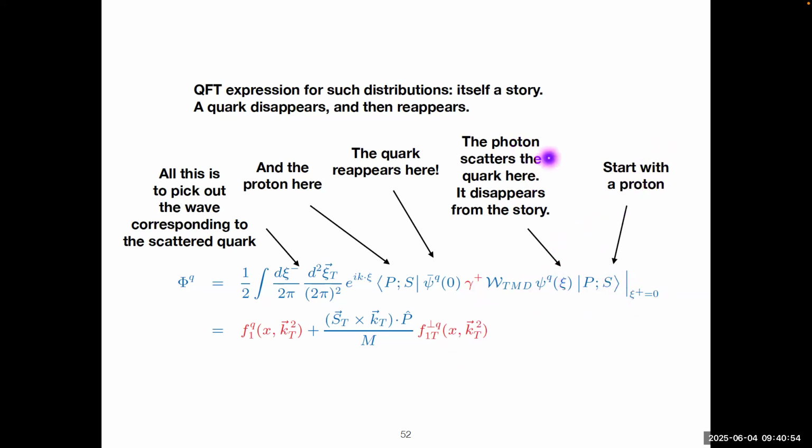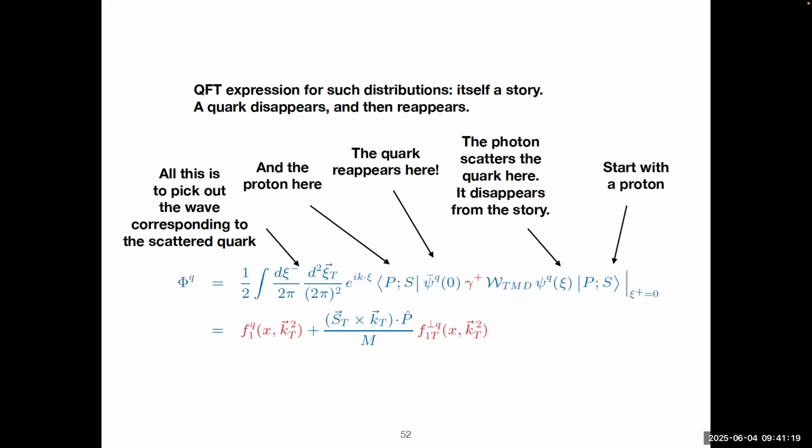The photon scatters the quark here, and the quark is absorbed by this field, so it disappears from the proton. And there's a gauge link and a projection of spin, this gamma plus, and here the quark reappears. And then the proton is here. So this is kind of like the elemental story, right?